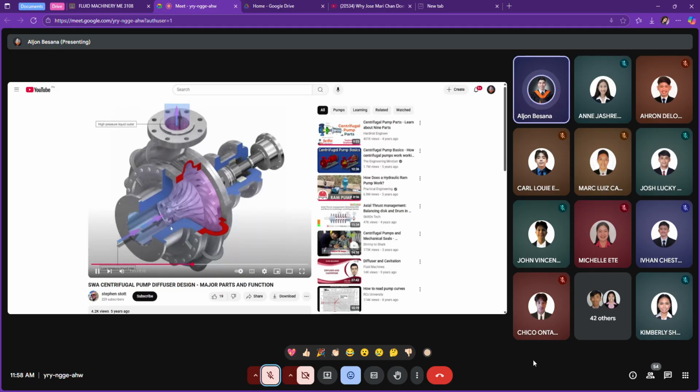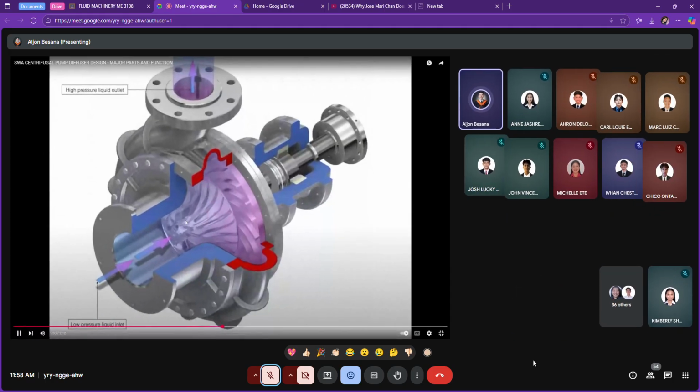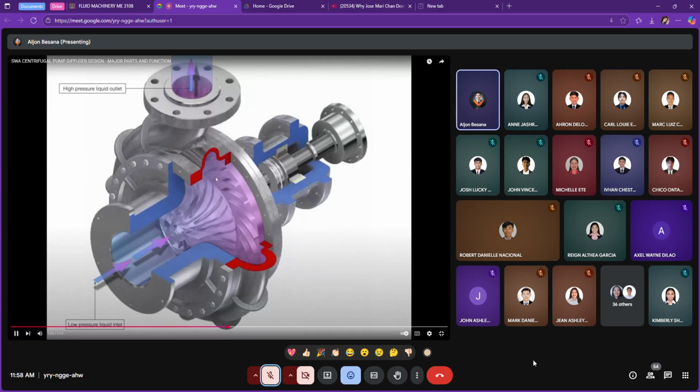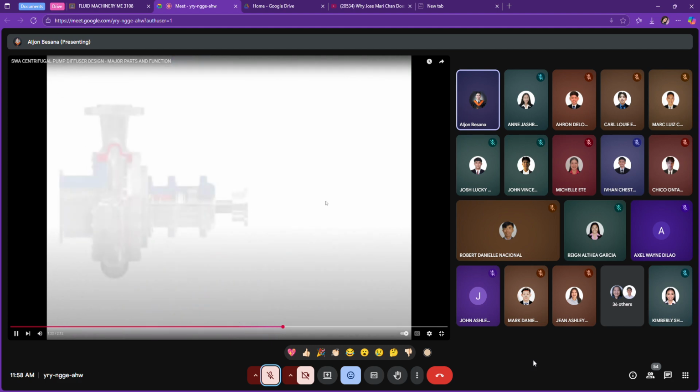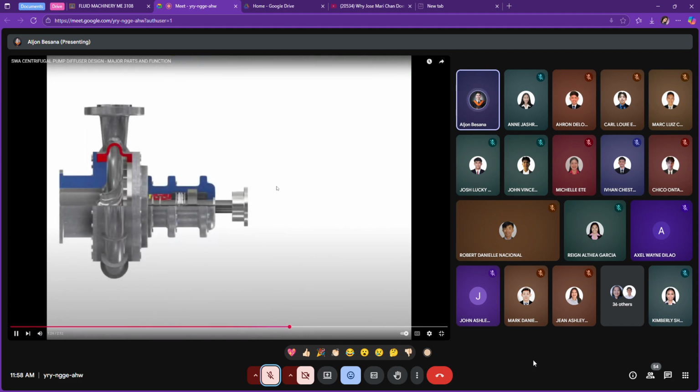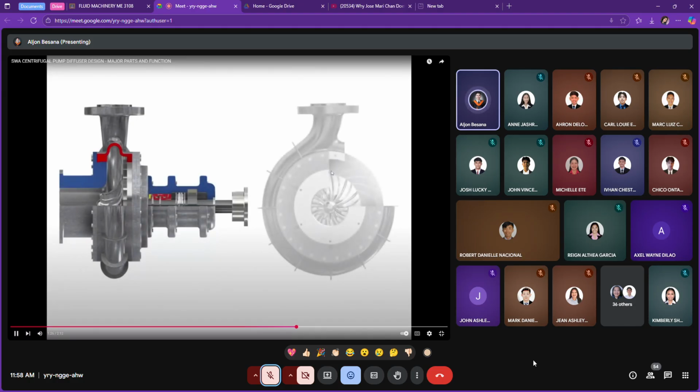So kung mapapansin nyo, para lang po siyang simpleng centrifugal pump pero ang pinagkaiba, kita nyo tong violet part na to. So itong violet part na to ay nagpapakita na yung ating pong pump ay may additional guiding vanes or tinatawag natin bilang diffuser. Para paglabas po ng fluid, marireduce yung turbulence niya. Then, siya po ay magdidiretso doon sa gilid.